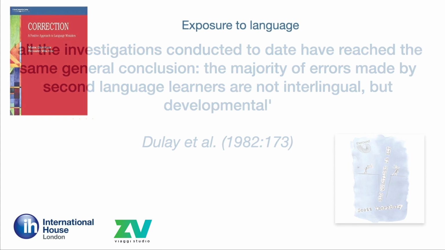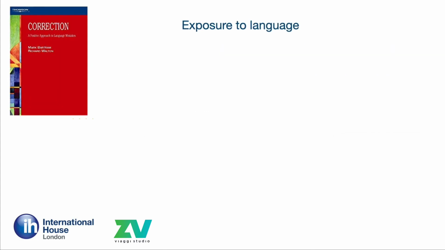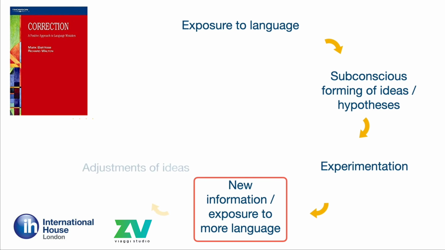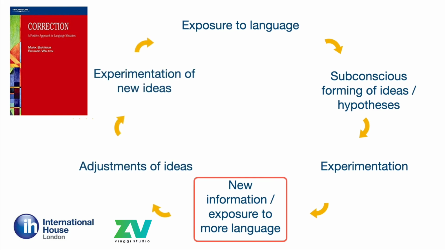In their excellent book on correction, Bartram and Walton clearly illustrate the process of language acquisition. We see that learners are exposed to language, and from this they form hypotheses about how the language works. Then they experiment with this language and receive feedback, which helps them adjust their ideas, and they try again, and this effort is received with more feedback. So this experiment, feedback loop is true of first and second language acquisition.